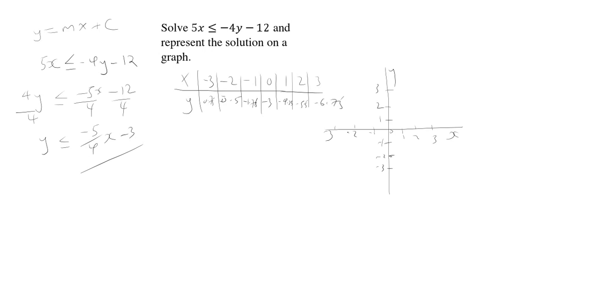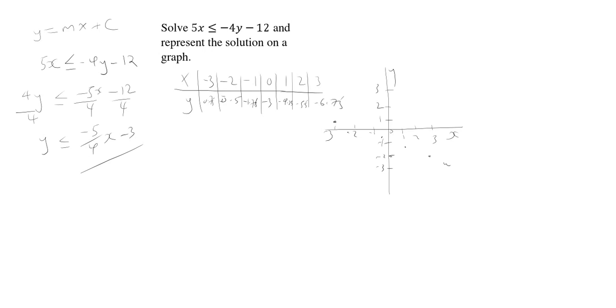So you plot, for example, negative 3 and 0.75. Negative 3 and 0.75, can you find that somewhere here? For example, negative 2 and negative 0.5, you find it somewhere here. You plot all the others. Let's assume the others we have plotted like that.